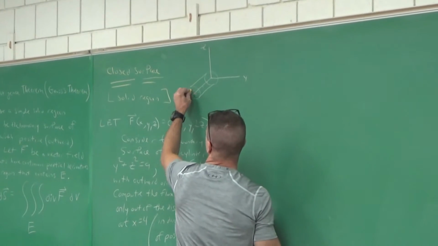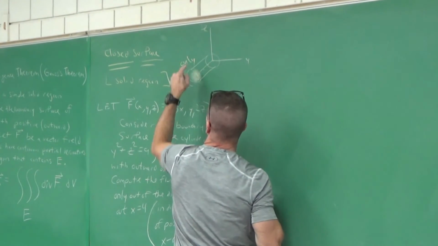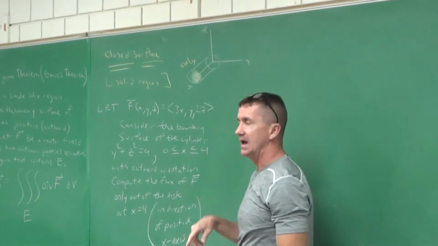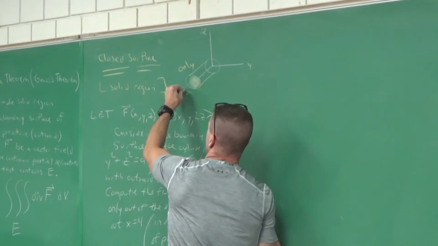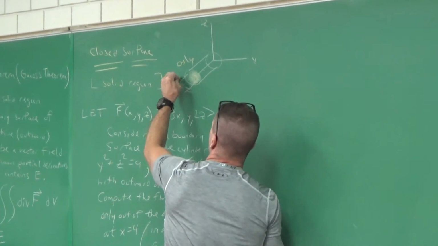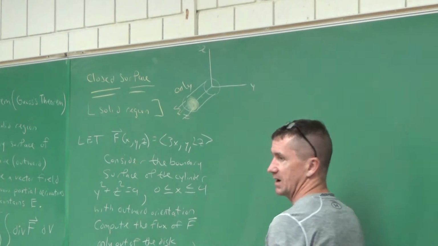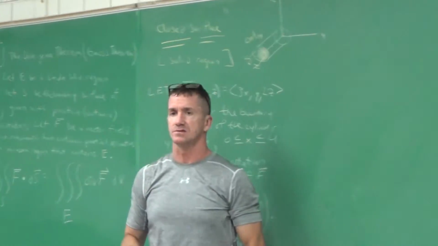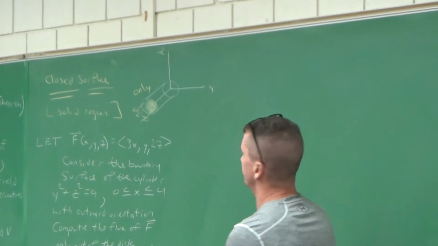We're only getting the flux only off that disk. And it's going to be oriented outward, which means, which way do you mean outward? In the direction of the positive x-axis. So it sounds like we're not going to use Gauss's divergence theorem. But that's good. This is a good warm-up. Let's go back to how do we find the flux?